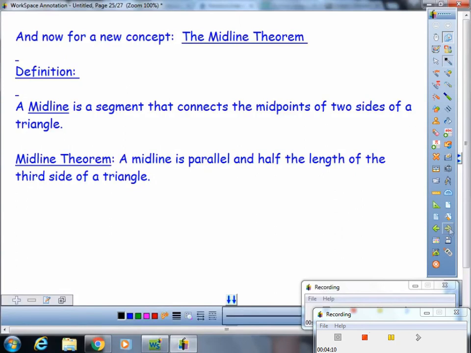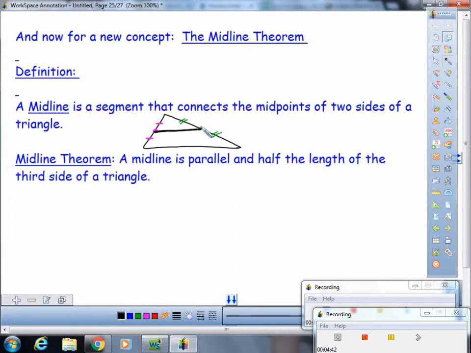Now this is new. Okay, so the new word is called a midline. What is a midline? It is a segment that connects the midpoints of 2 sides of a triangle. Well, why would you ever want to do that, you might ask? Check this out. So if this pink dot is the midpoint of this side, and then this green dot represents the midpoint of another side, and then if we take those 2 endpoints and create a segment from them, that is a midline.